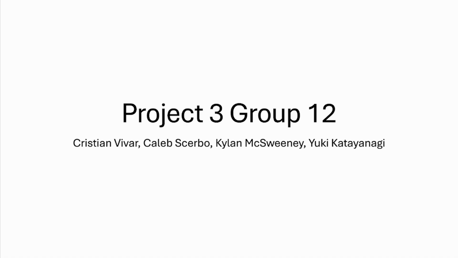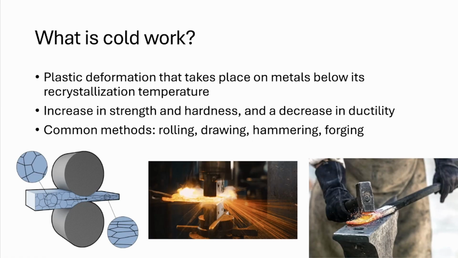Today I'll be talking about cold work hardening of steel. So to start things off, what is cold work? Cold work is the plastic deformation of metal below its recrystallization temperature, which increases strength and hardness but decreases ductility. Common methods seen for cold work are rolling, drawing, hammering, and forging. I've placed visual representations of what that would look like in the real world. Starting from left to right, we have rolling, forging, and hammering.